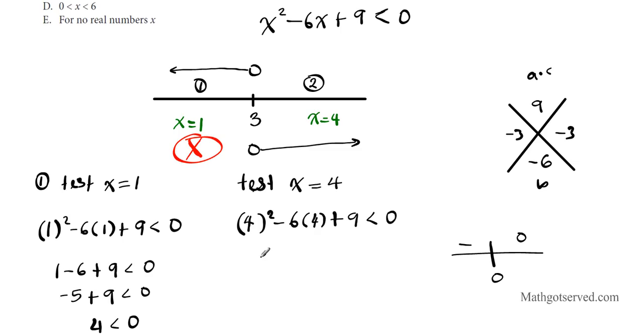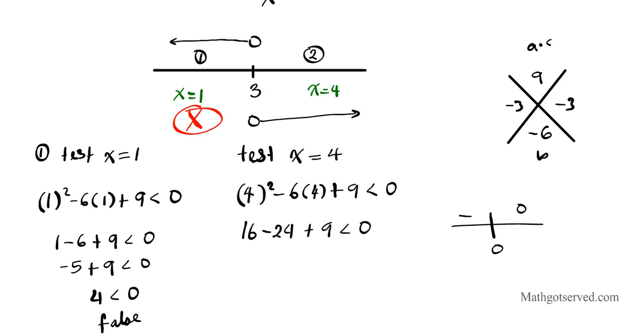So the question is 4 squared minus 6 times 4 plus 9, is it less than 0? Is it? 4 squared is 16, 6 times 4 is 24, plus 9, is it less than 0? Let me add it. 16 plus 9 is 25, right? Yeah, so 25 minus 24, is it less than 0? 25 minus 24 is 1. Is 1 less than 0? Absolutely not. Interval 2 is bad.